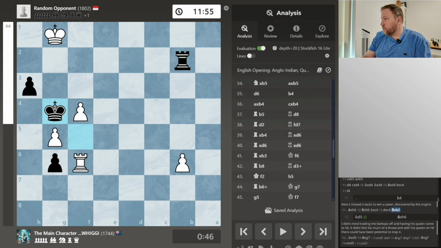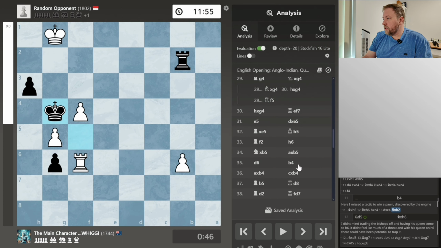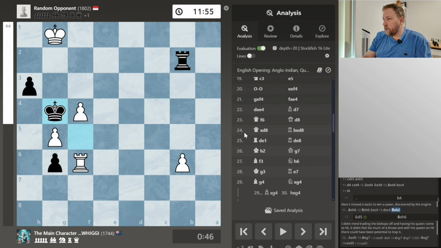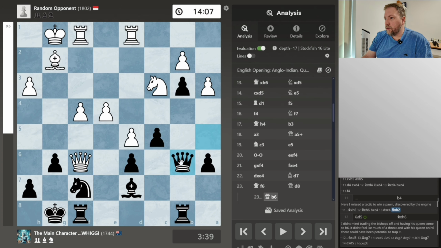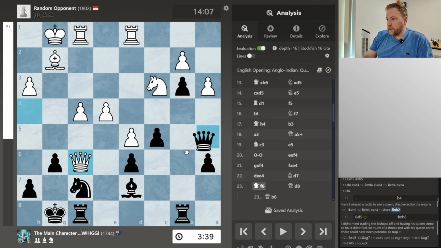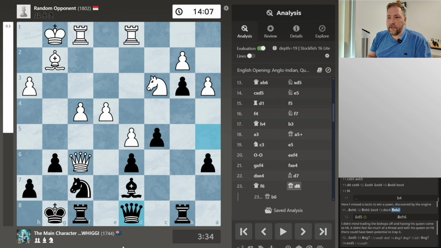Now there was one more move that I wanted to have a look at here, which was 23, queen to b6, and it turns out that in the game it was actually slightly worse than queen to d8, which I played in the game, keeping the game about plus 0.2 as opposed to plus 0.5 or 6.